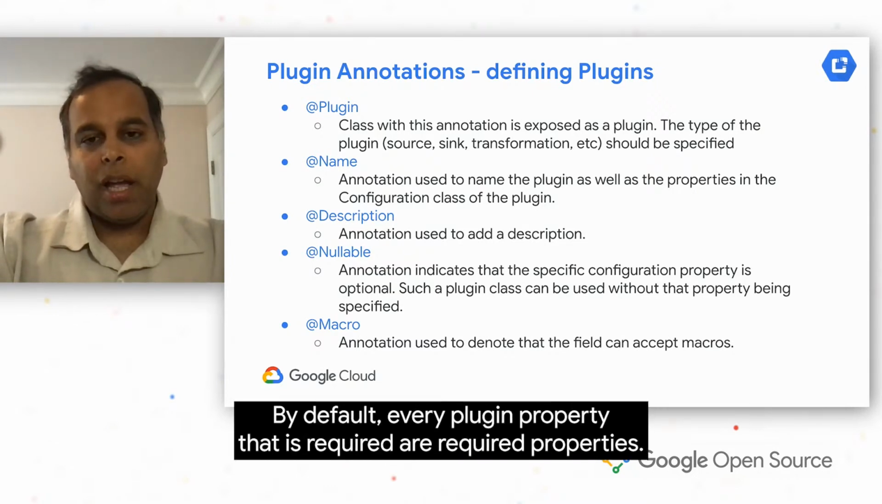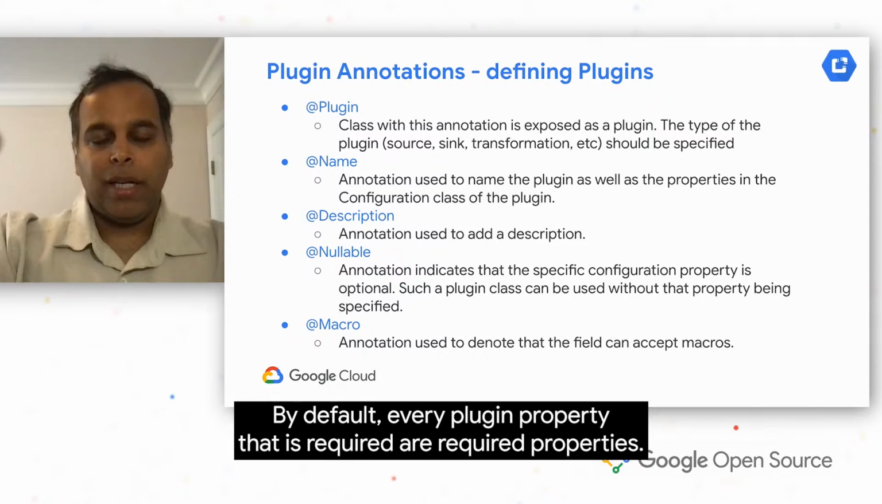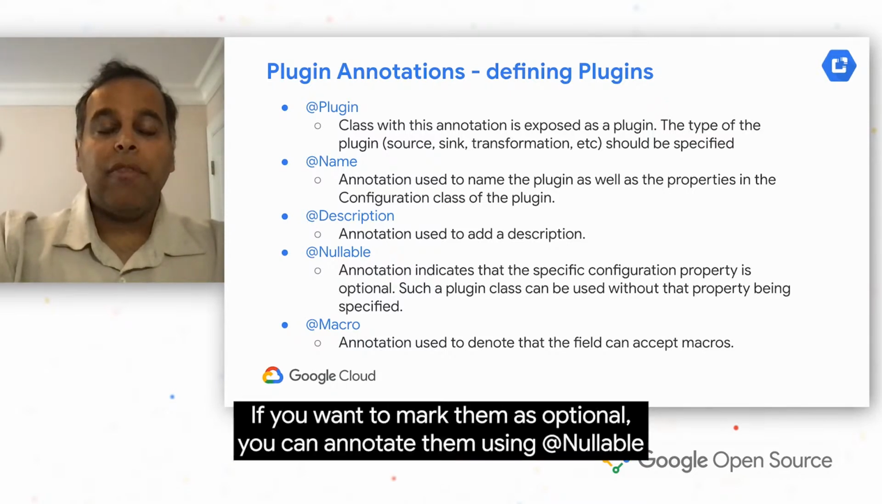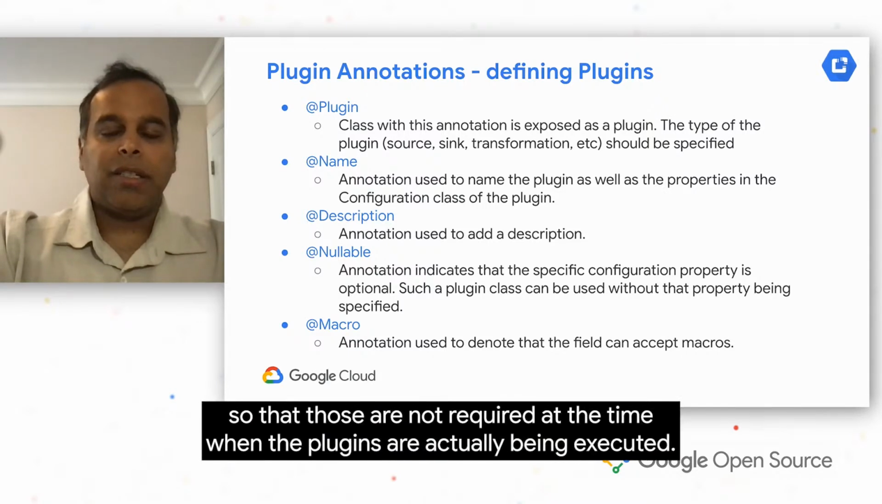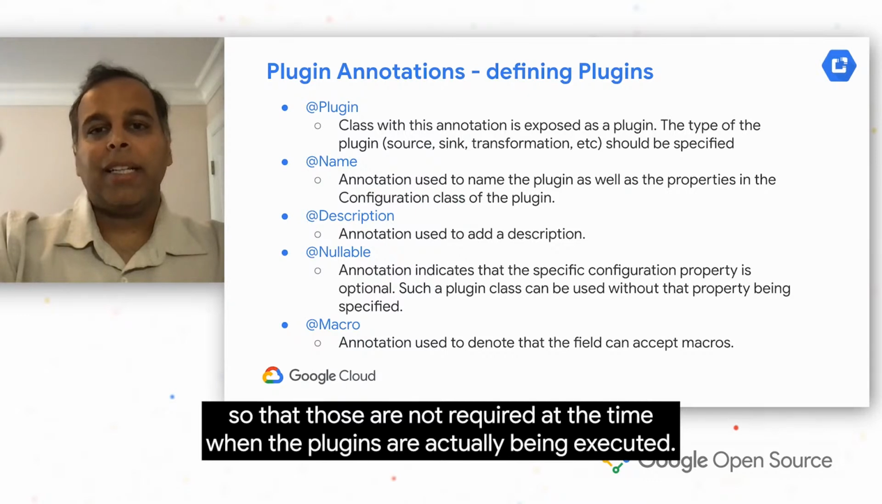By default, every plugin property is a required property. If you want to mark them as optional, you can annotate them using nullable so that those are not required at the time when the plugins are actually being executed.